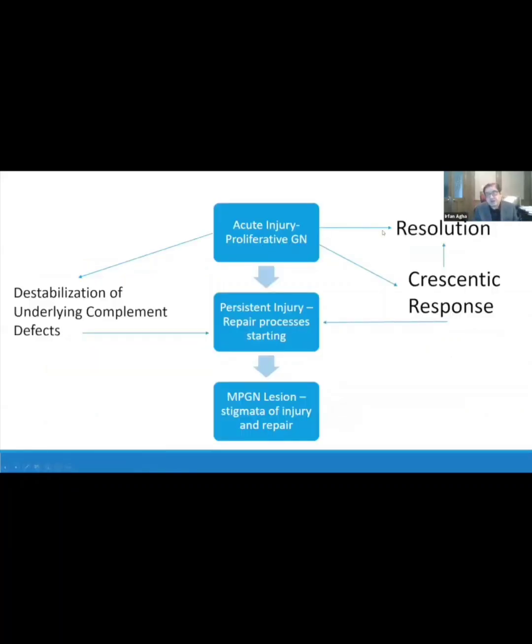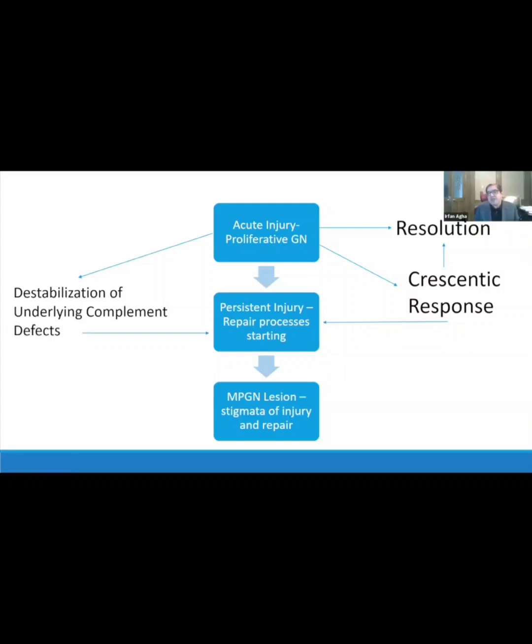So you've got post-infectious glomerulonephritis, you had sore throat, and 3 weeks later you developed an acute post-streptococcal GN. In kids, it almost always resolves completely, and the glomerulus may completely heal itself. But if you have persistent injury, then you have repair processes. Even if it is a crescentic response, it can resolve, or you can get into the persistent injury phase. And at some point, if you've got this persistent injury, you destabilize your underlying complement defects as well, if there are some.